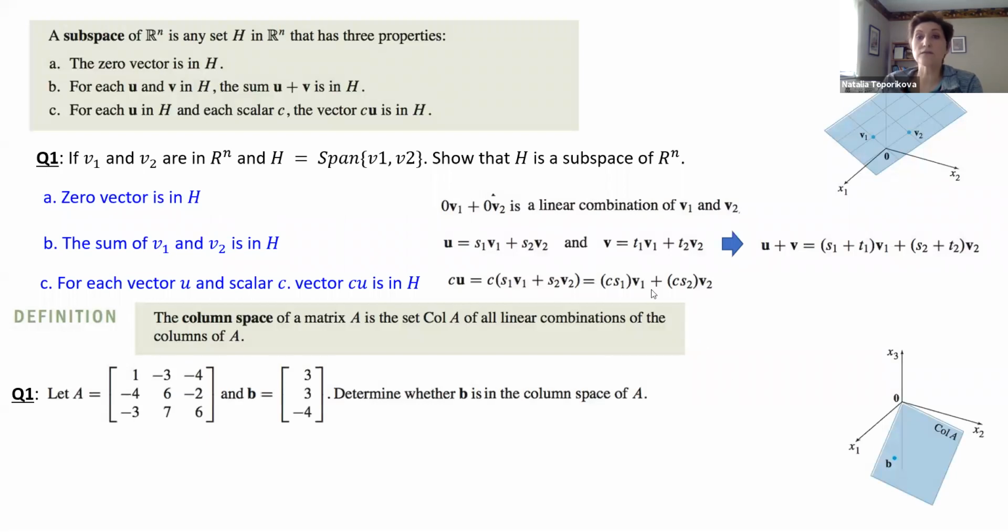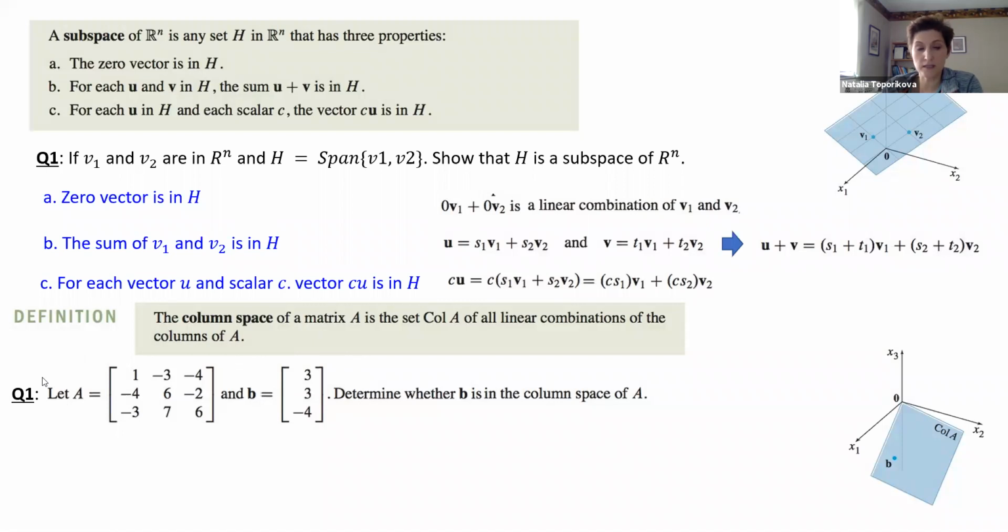Probably it is, and even better, we can use this column space to define yet another way to describe the solution of systems of equations. For example, let's look at the column space formed by this matrix A. And let's take the vector b, which also has three components. And let's ask ourselves, does this vector b belong to the column space of matrix A?